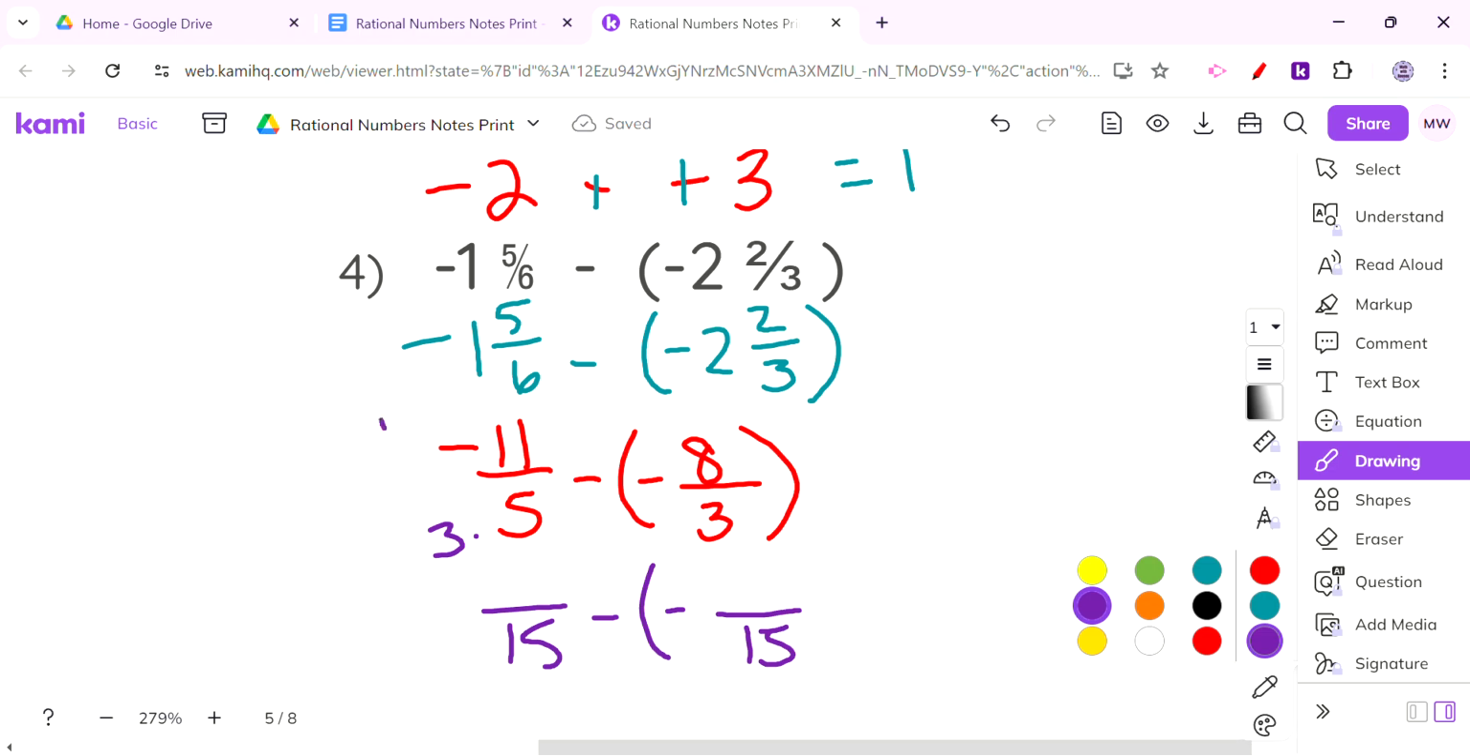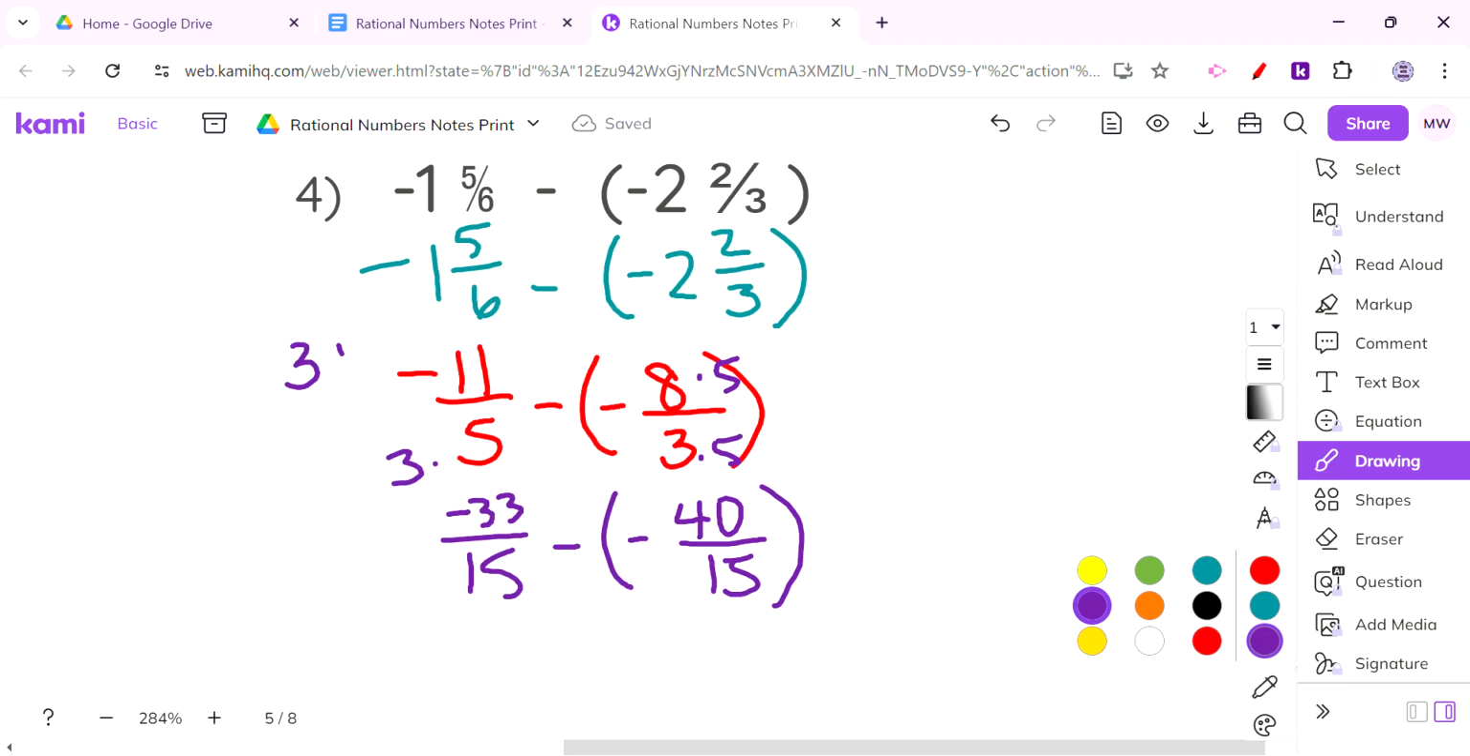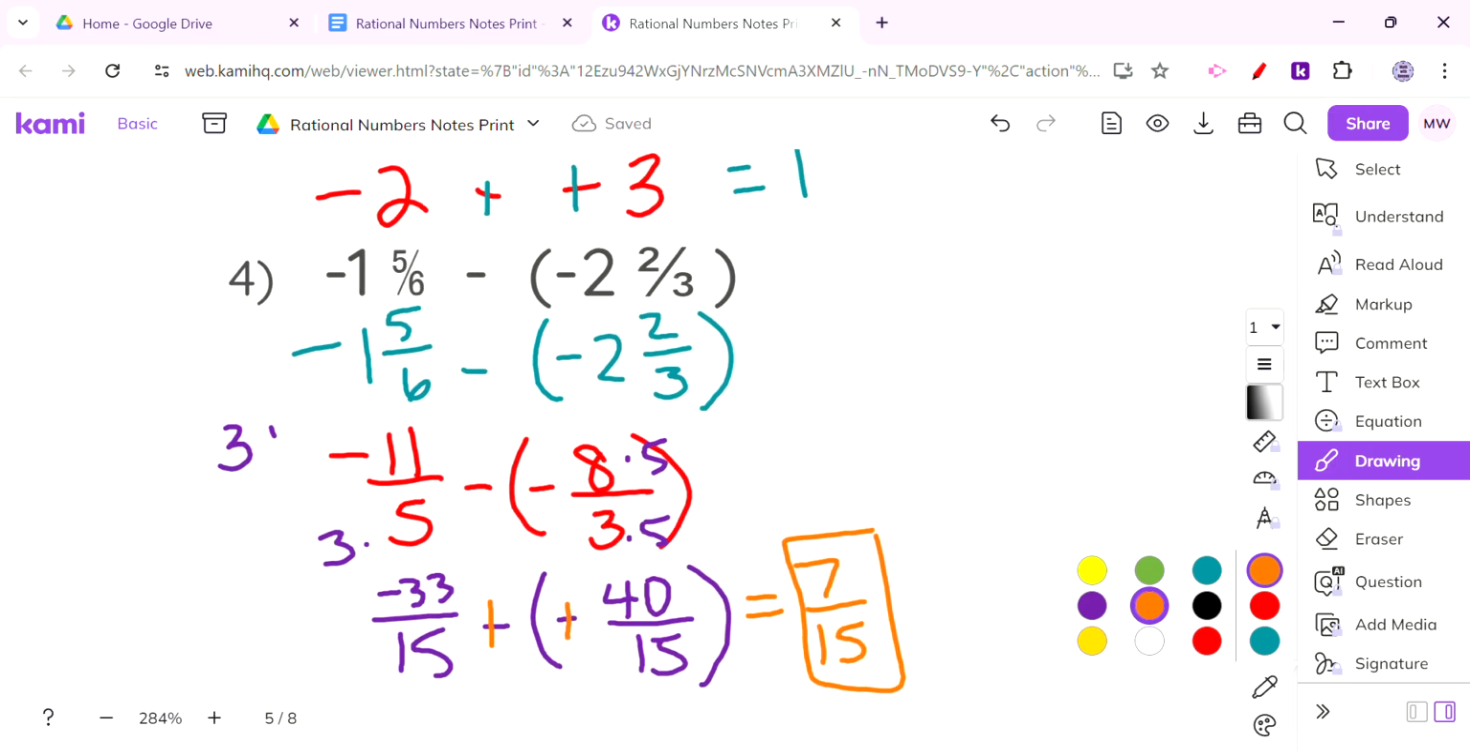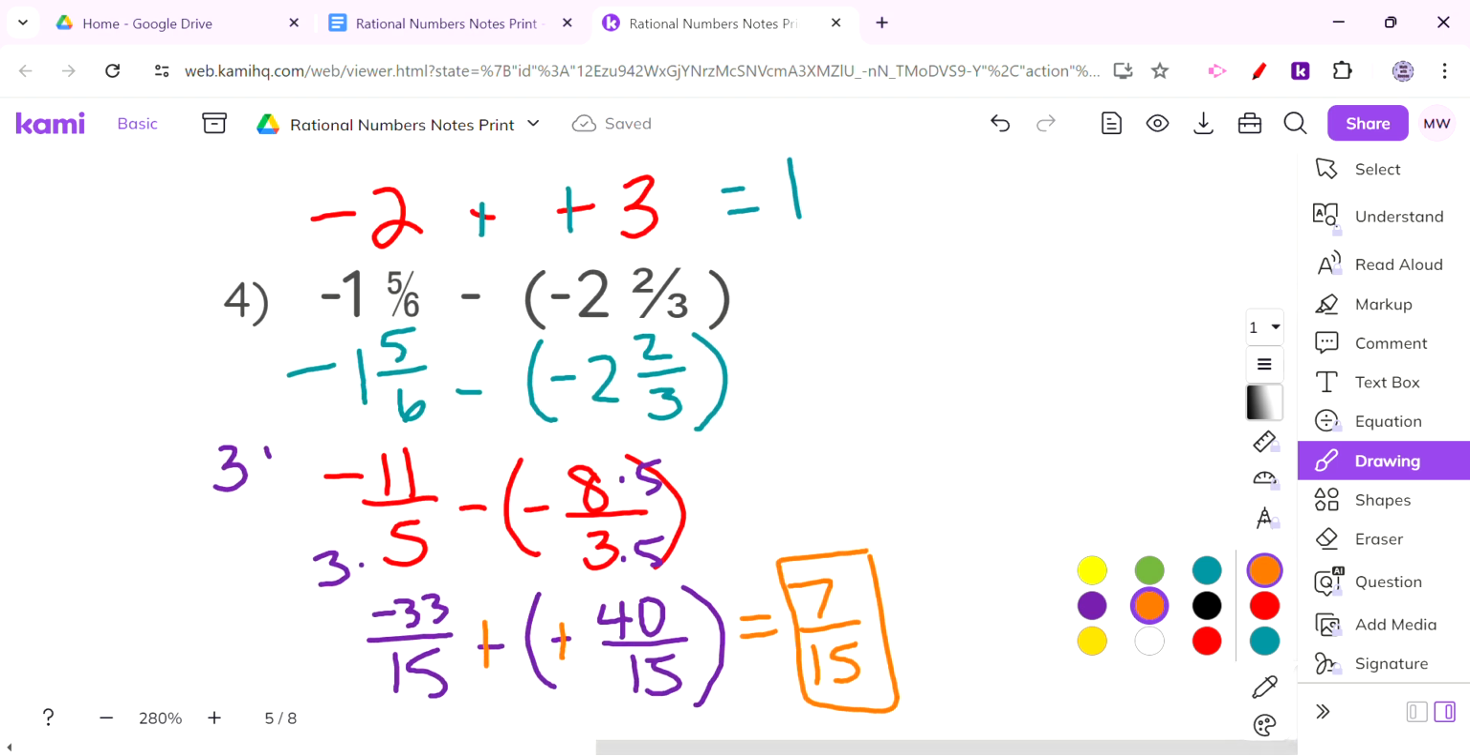So 5 times 3 is 15. Negative 11 times 3 is negative 33. 3 times 5 is 15. Negative 8 times 5 is negative 40. Okay, and now we have negative 33 minus negative 40. We're going to follow our integer rules. So we're going to keep, change, change, or keep, switch, switch. We have negative 33 plus 40, which is really the same thing as saying 40 minus 33, which will get us 7. And then we keep our denominator of 15. All right, so our answer is 7/15, and hey, look at that.